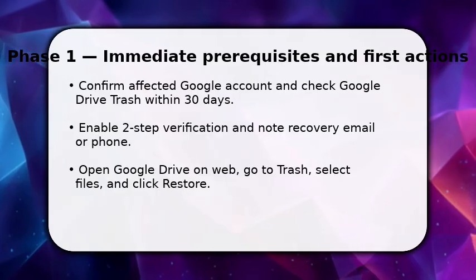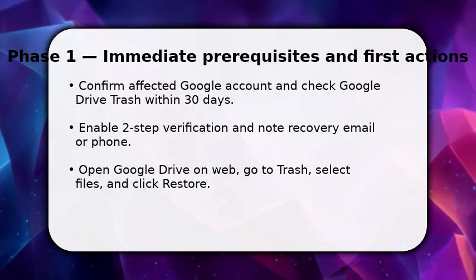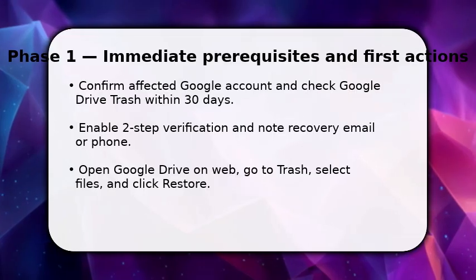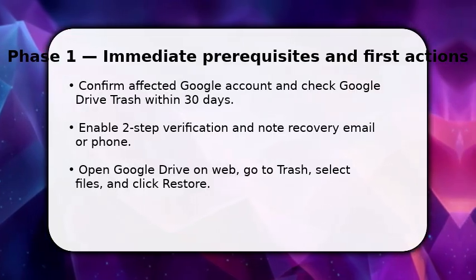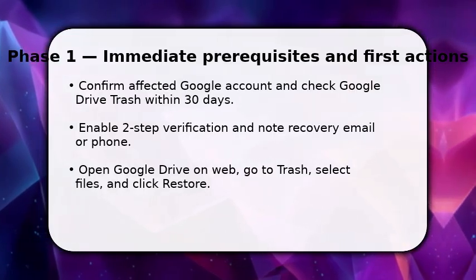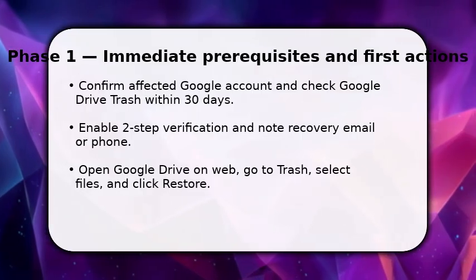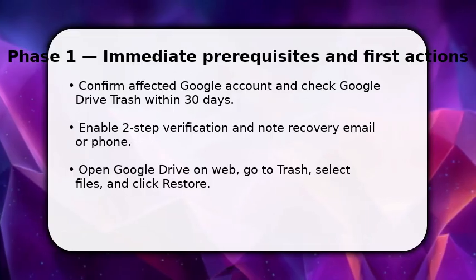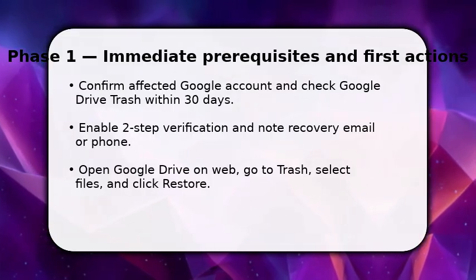You begin by verifying the exact Google account that held the files and why they disappeared. This matters because ownership drives recovery options. Once logged into Drive on the web, go straight to Trash and scan by date and file type. Make sure two-step verification is enabled so you can access recovery options later.